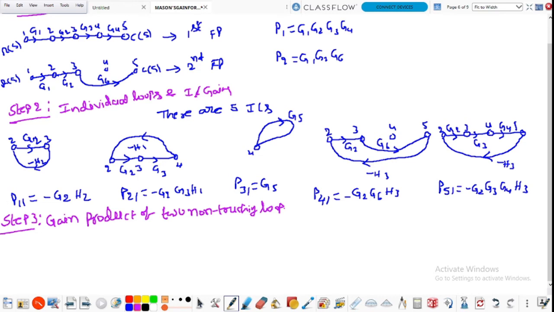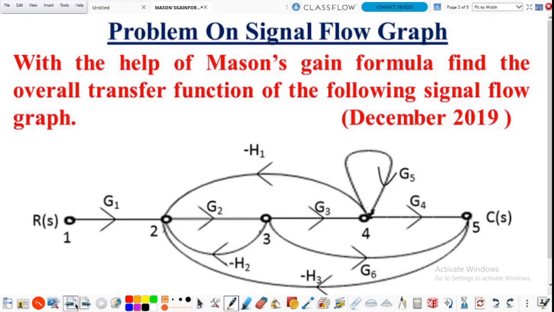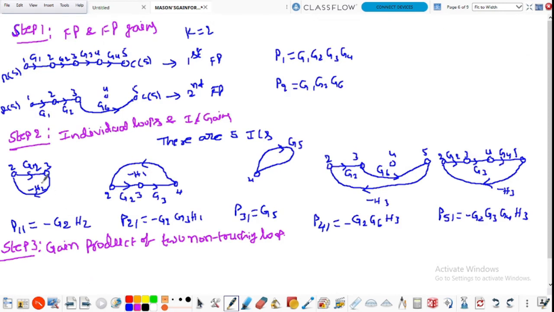So these are the individual loops. 2 to 3, 3 to 2 is one loop, and this is another loop. This loop and this loop are not touching. So that is the first combination of two non-touching loops. Another loop is 2 to 3, 3 to 5, 5 to 2, that is one loop, and another loop is the fourth node's loop. These two loops are a non-touching combination. Therefore, that is the second combination of two non-touching loops. These two loops have no common node.